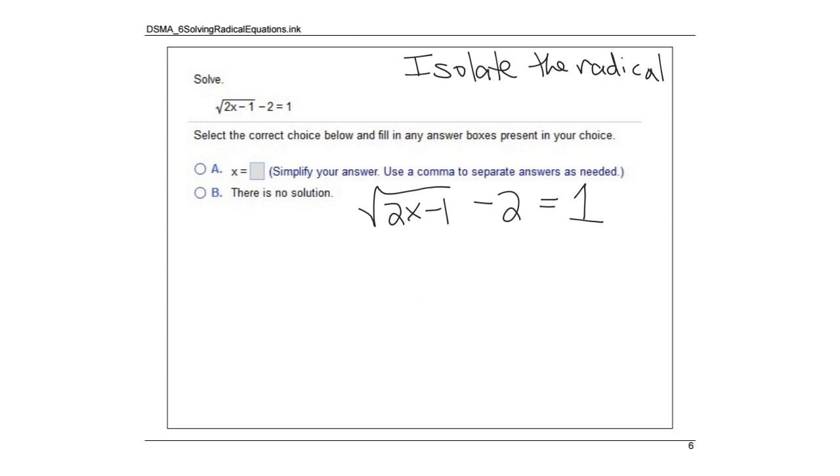All right, last equation for DSMA 6. Again, we have to isolate the radical for this one. We need that radical to be all by itself on one side. It doesn't matter which side, but it needs to be all by itself. So let's go ahead and move this 2 over to the other side.